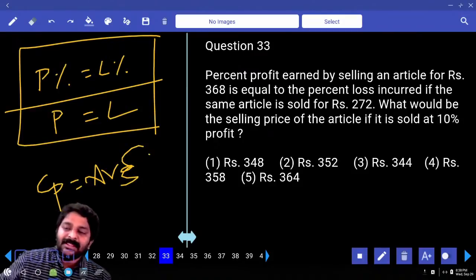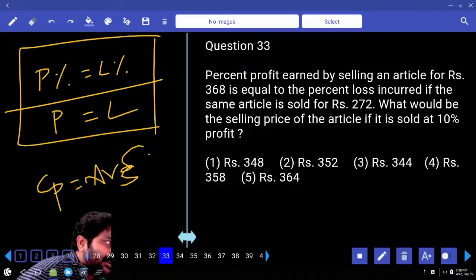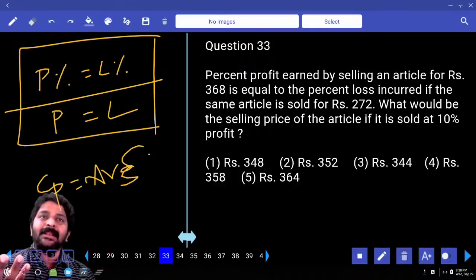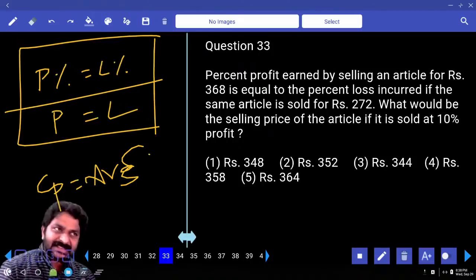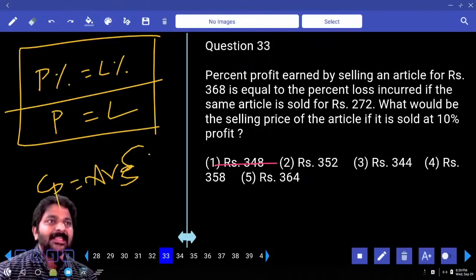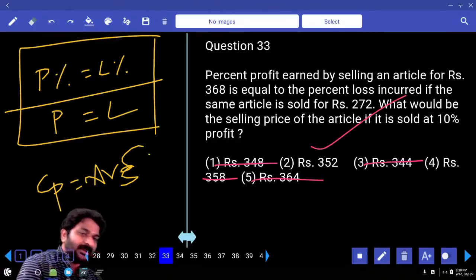Anyway, what would be the selling price of the article if it is sold at 10% profit? See, when you are selling it at 10% profit, at what price you are selling it? 10%. Am I right? 110% must be what multiple? 110% should be a multiple of 11. So first option, is it 11 multiple? No. Is your second option 11 multiple? Yes, that may be your answer. Hold it. Third option? No. Fourth option? No. Fifth option? There is only one 11 multiple. Second option, final answer.